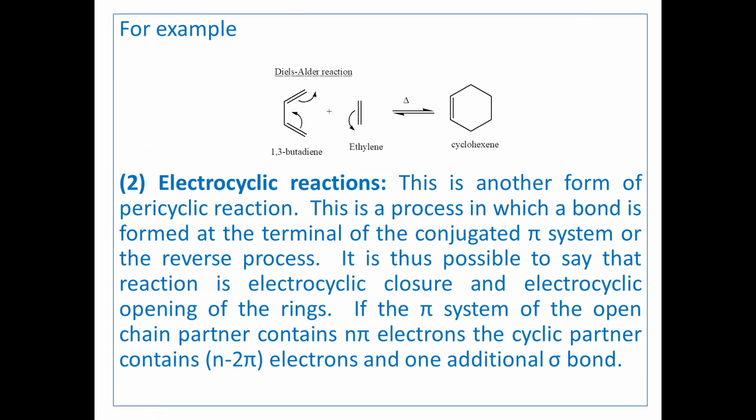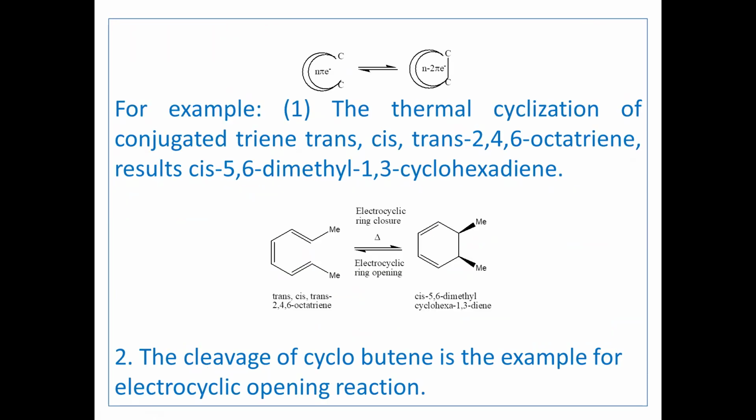If the acyclic compound contains n pi electrons, its cyclic partner contains n minus 2 pi electrons with one additional sigma bond. Therefore, in an acyclic conjugated system, a sigma bond is formed at the termini of a conjugated pi system in an electrocyclic reaction. The example is the cyclization of trans-cis-trans 2,4,6-octatriene.